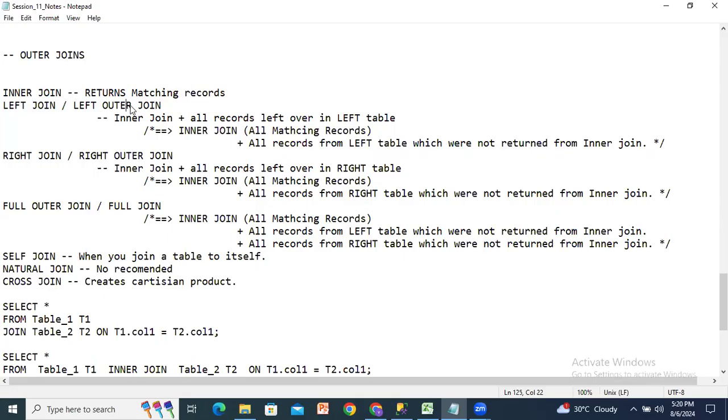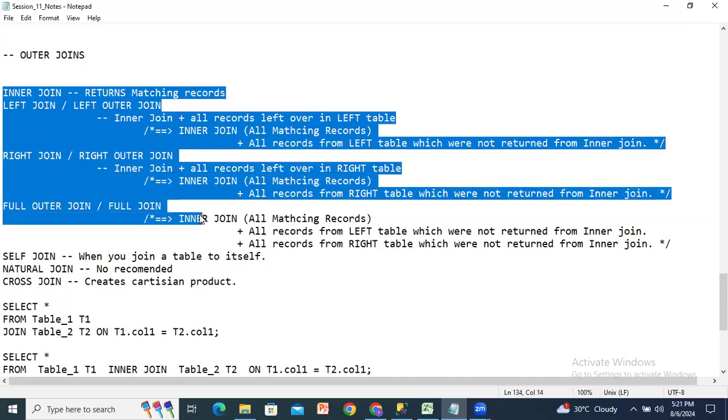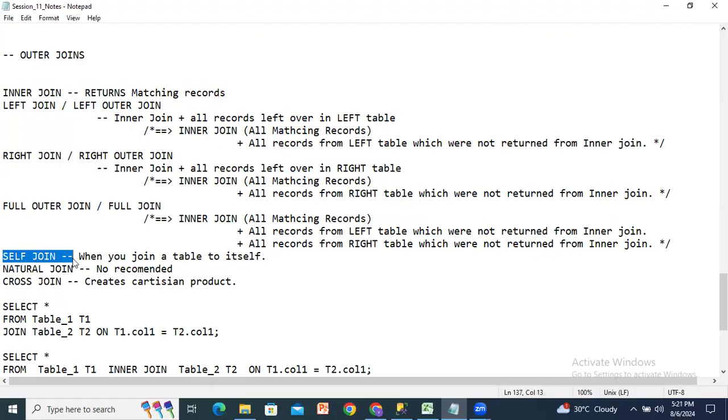Generally the joins are inner join, left join or left outer join, both are the same, right join or right outer join, and full outer join or full join. So these are the main types: inner join, left join, right join, full join, four types. Then there are self join, natural join and cross join also.